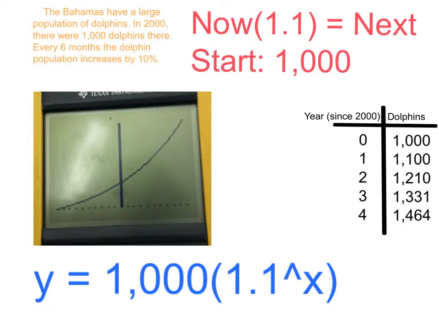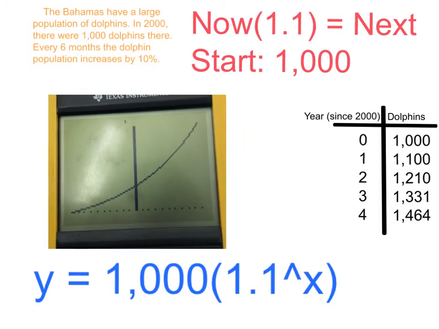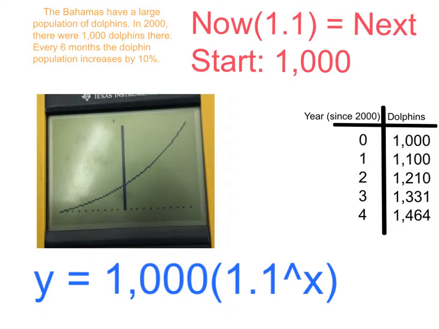And you can see our graph right there that shows the incline. And we have our next equation, now times 1.1 equals next, starting at 1,000, and then we have our table of values right there. Okay.